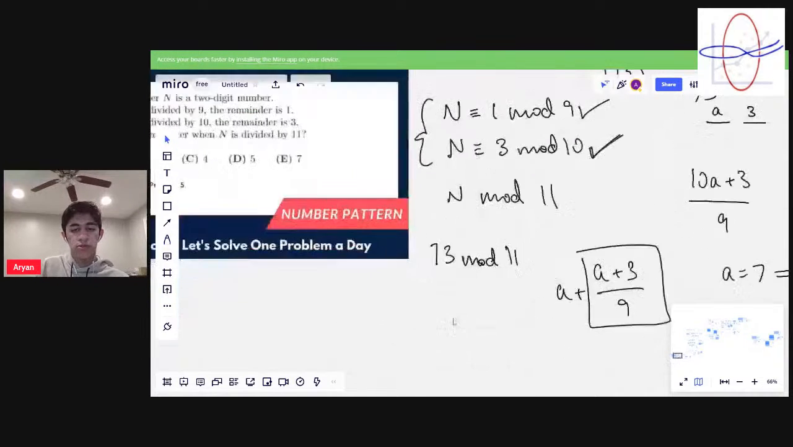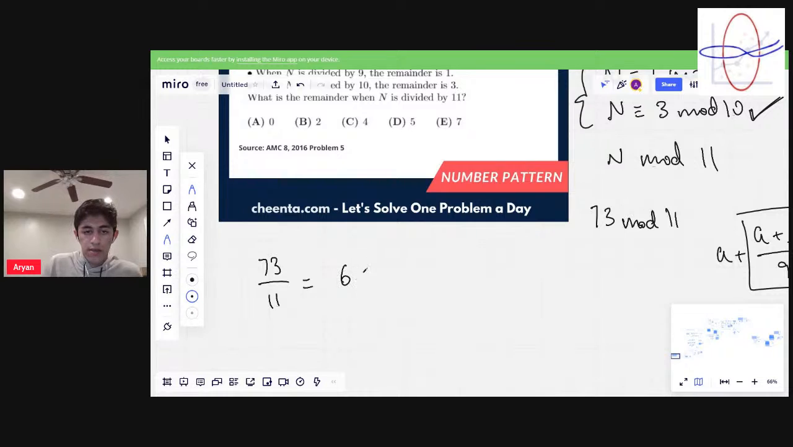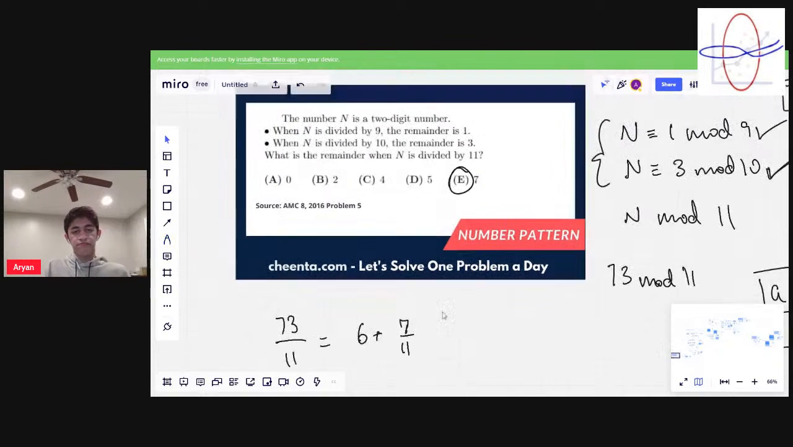And now 73 mod 11, that's not hard, right? We could figure that out. That's just 73 divided by 11 is 6, plus we have a remainder of 7 over 11. So that means our answer is E, 7.